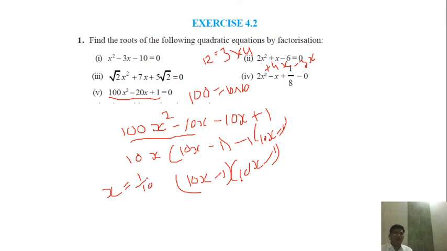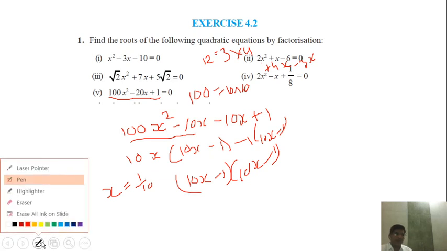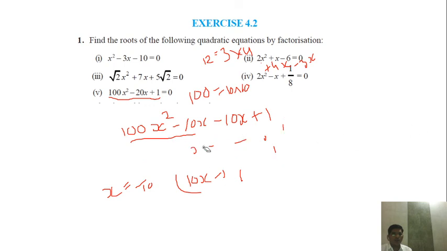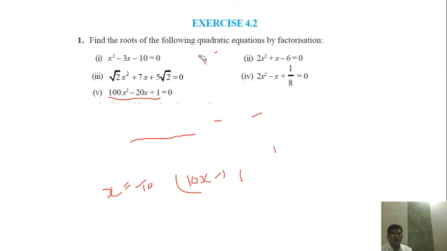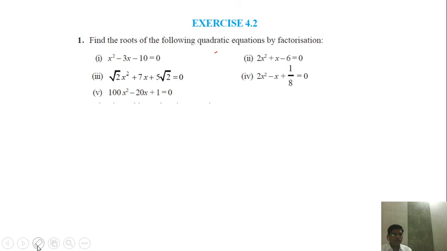So that way different sums, total 5 sums are there. Out of 5, 3 I have completed. If you have some doubt related to it, the other 2 sums, I have solved everything in the doubt section. So again I may explain this now. I give you some hint.